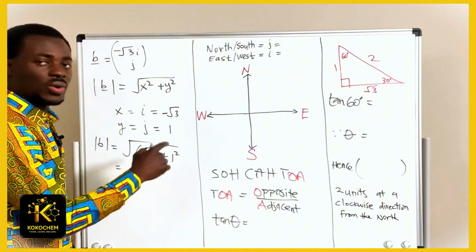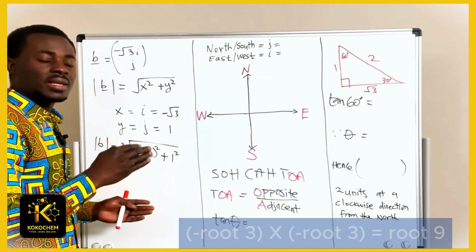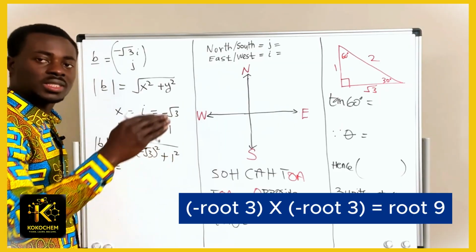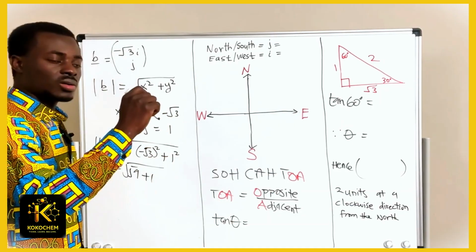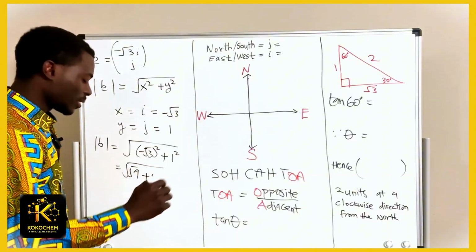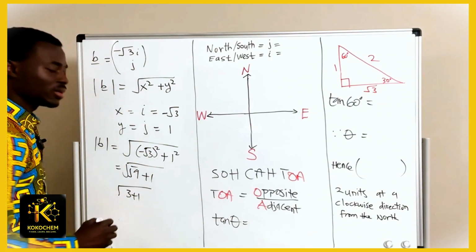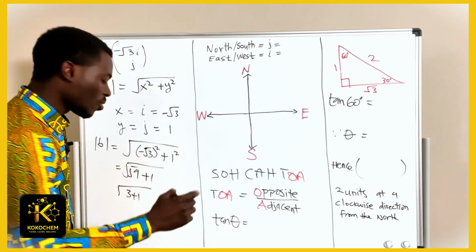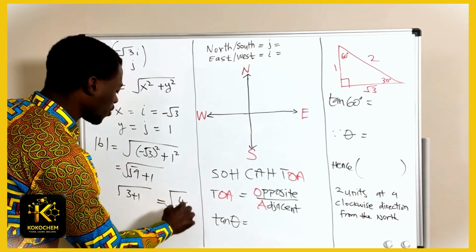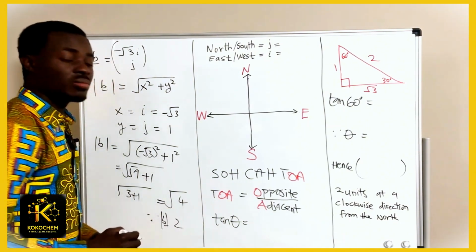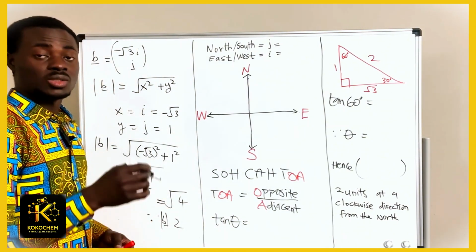Minus root 3 squared means minus root 3 times minus root 3, which gives positive 3. So we have the square root of 3 plus 1, which is the square root of 4. Therefore, the magnitude of b is 2, because the square root of 4 is 2.